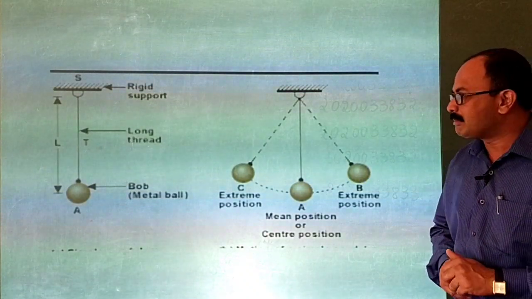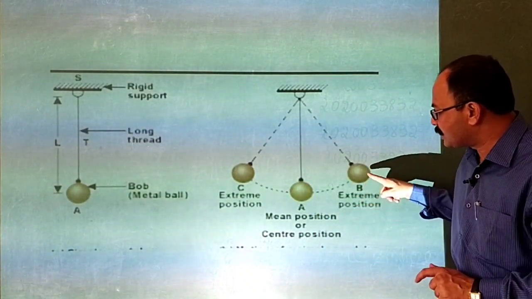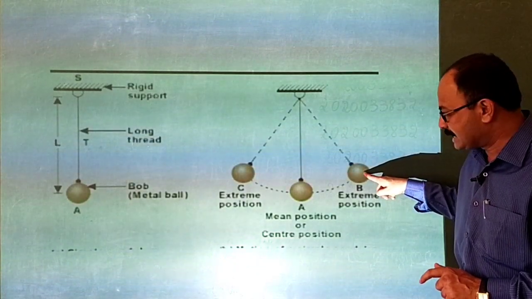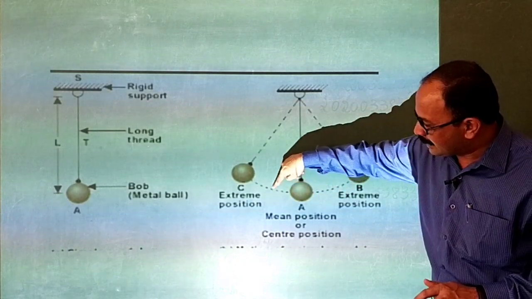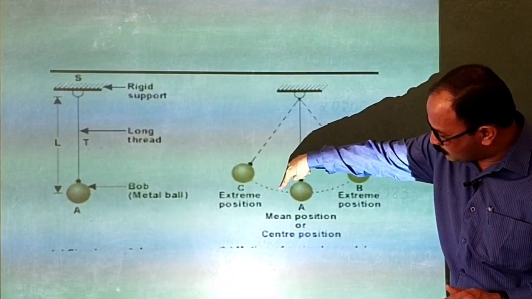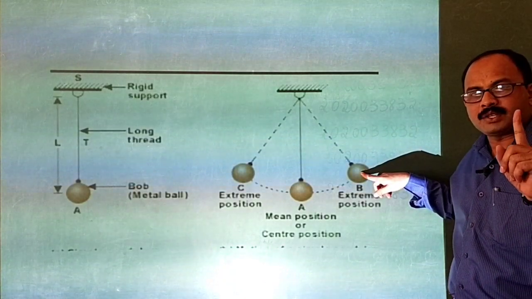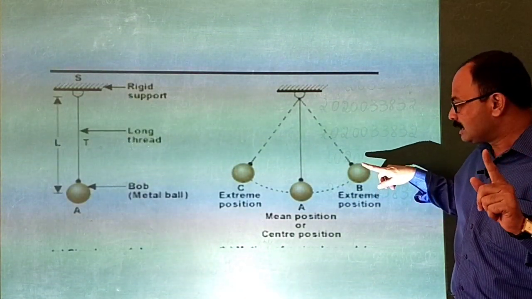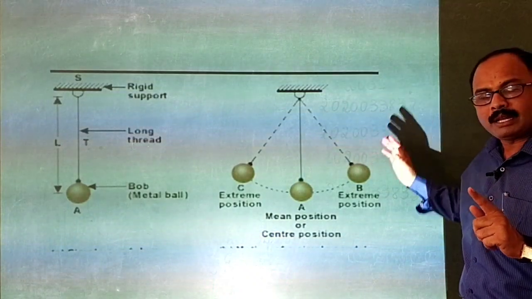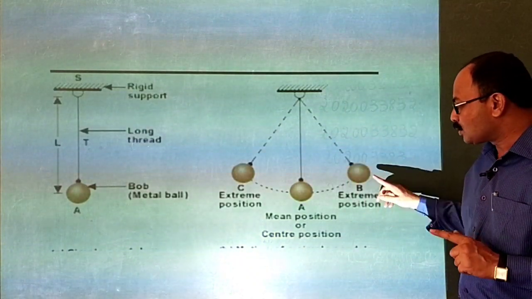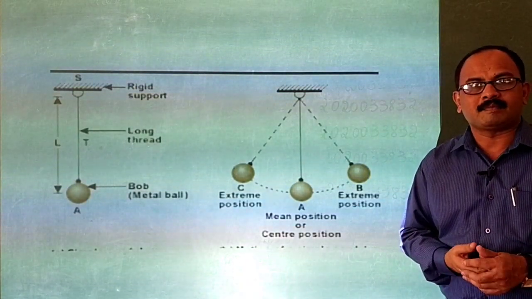One oscillation means, see, an object which is brought here and released goes to A, reaches C, comes back to A, and reaches B. This is one oscillation. One oscillation starts from B, goes and comes back to B. To make one oscillation, what is the time taken?